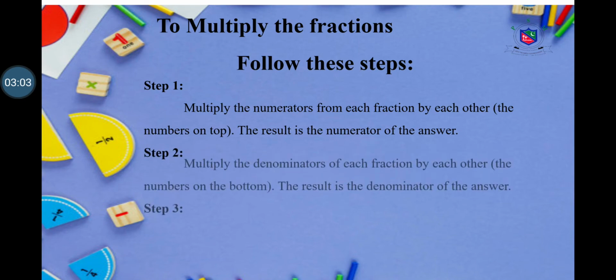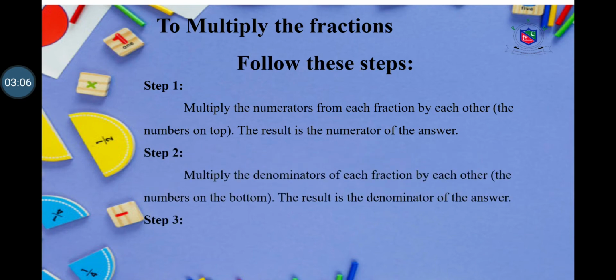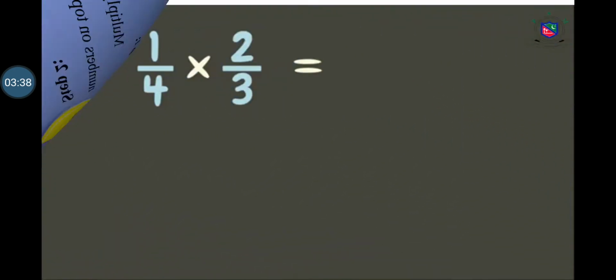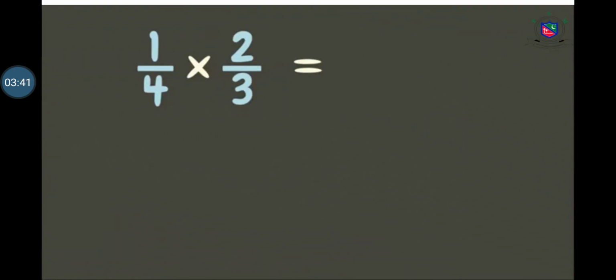In the second step, we multiply the denominators of each fraction by each other. And I hope now you all know that the bottom number of the fraction is called the denominator. After multiplying the denominators, the result is the denominator of the answer. In the third step, we simplify or reduce the answer. So if you follow these steps, it will be very easy for you and fractions will be your friends.